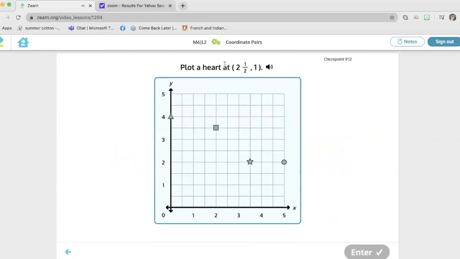Okay, it says plot a heart at 2.5, 1. So I need to go to 2.5 on the x-axis, 1, 2.5, and then I need to go up to 1 on the y-axis and drop it off. Plot a hexagon at 1, 2.5. So it's flipped. So I would go over to the 1 on the x-axis, and then my 2.5 is going to tell me to go up 2.5 on the y-axis.